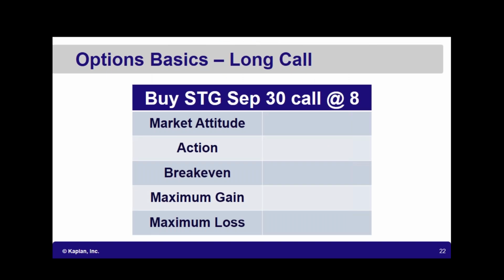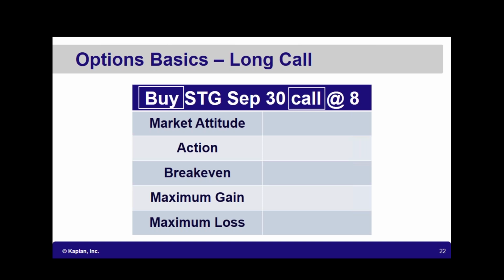Let's put this to practice. Remember, how do you get good at options? Practice. So we're going to buy an STG September 30 call. I didn't have a contract amount in there. If the test does not give you a contract amount, then it defaults to one contract.